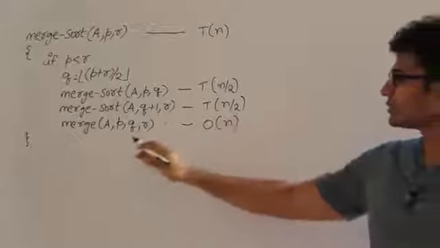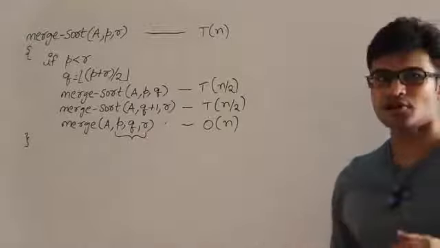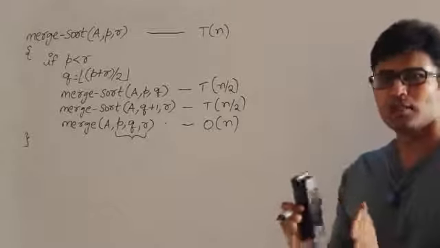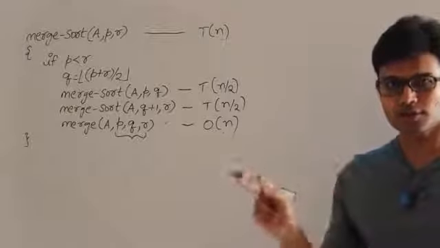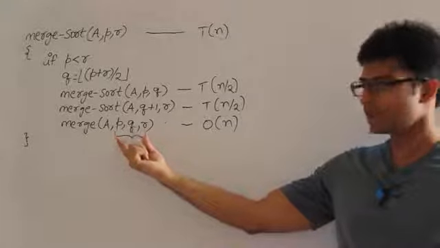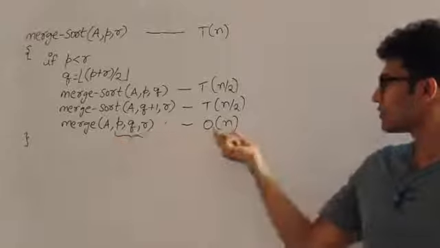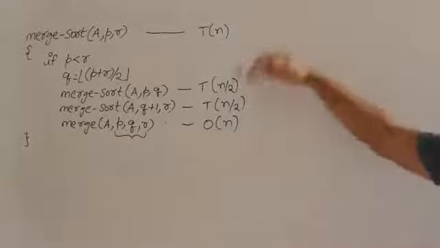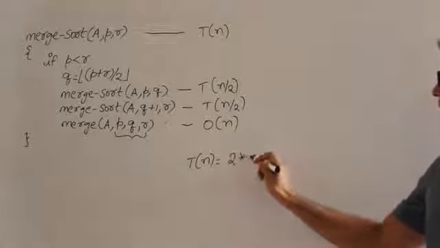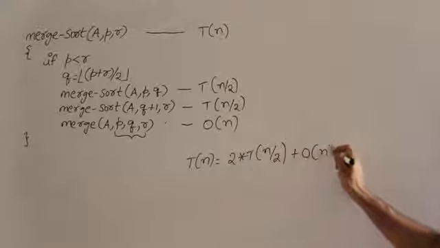This one we have already seen. If the total number of elements is n, and I don't know the size of the first list and the size of the second list, but I am interested in the total size of the list. Let us say the total size of both the lists put together is n elements, then the time taken to merge both of them is order of n. Then how can I write this equation? T of n is equal to 2 into T of n by 2 plus order of n, right?